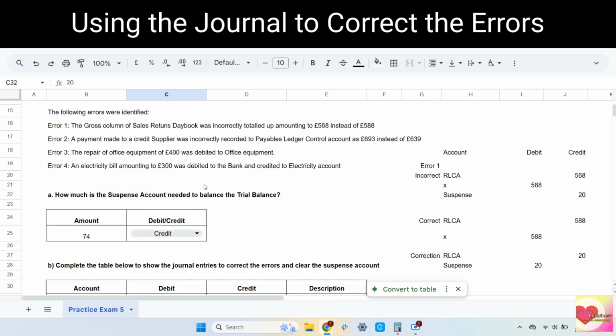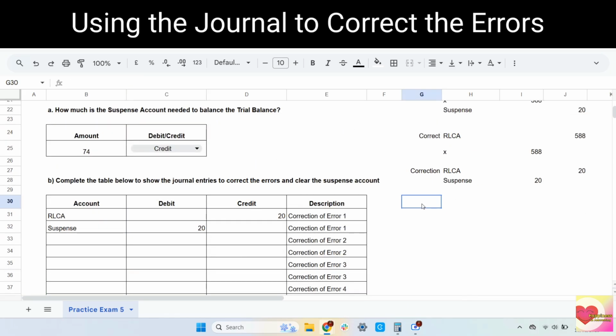Next, let's move on to our second error. A payment made to a credit supplier was incorrectly recorded to payables ledger control account as 693 instead of 639. So let's put the second error here, and let's put incorrect entry. This is an error made to PLCA, so let's put PLCA here.